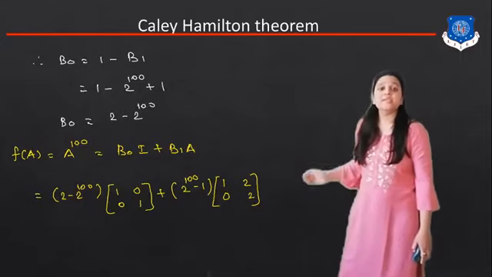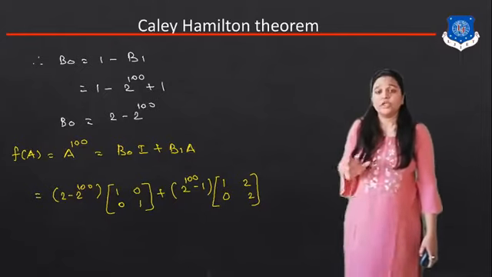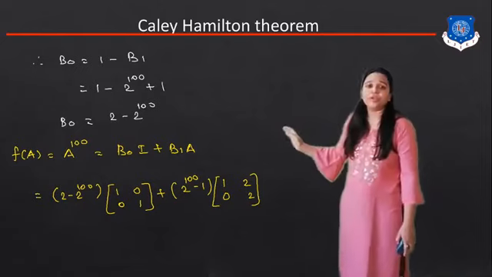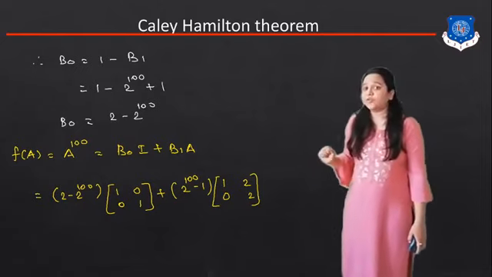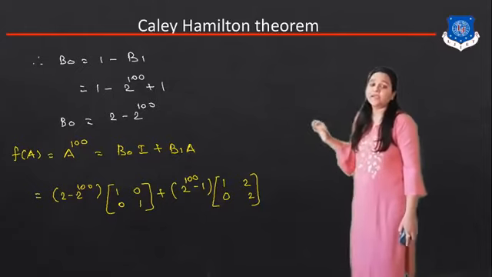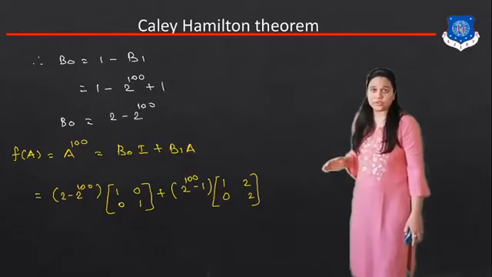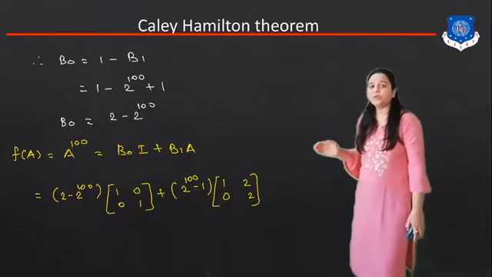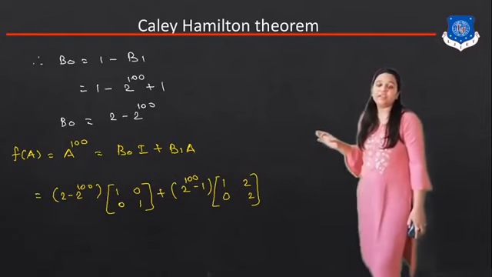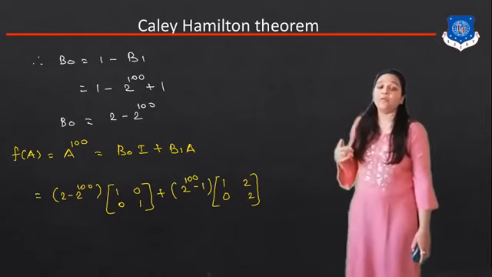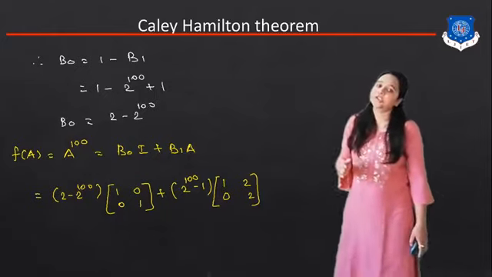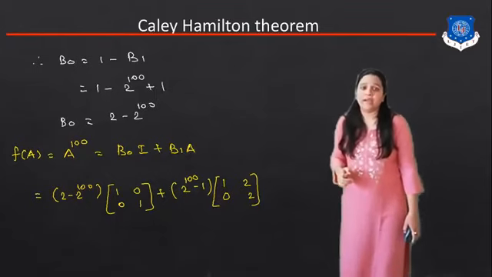Now the next step is, we have to simplify this equation. It is very easy, we just multiply 2 minus 2 raised to 100 into the I matrix. So we get 2 minus 2 raised to 100 and 0 into this becomes 0 0, and then 2 minus 2 raised to 100 plus 2 raised to 100 minus 1 multiplied with the A matrix. So we simply multiply with 1 and 2, and then we add these two matrices. We can get the final answer of function of A using the Cayley-Hamilton theorem.